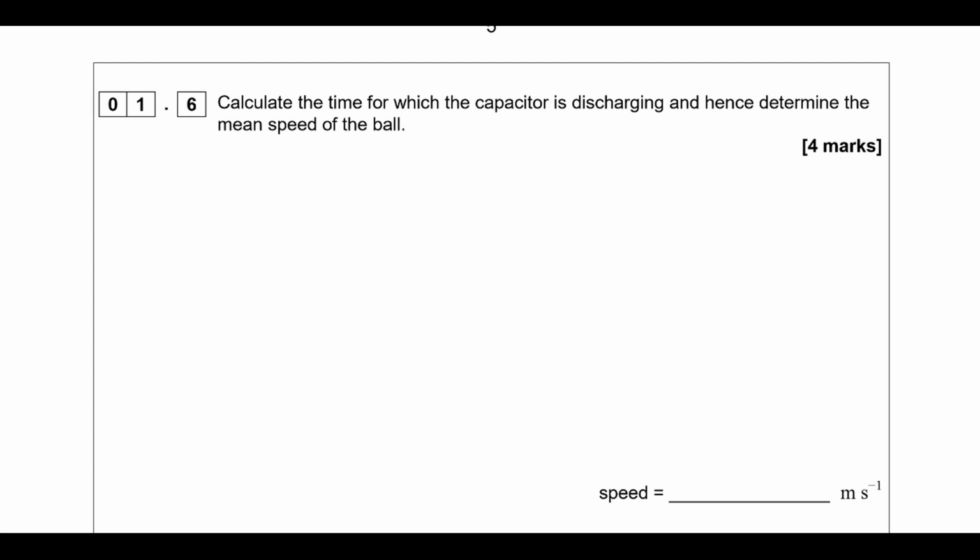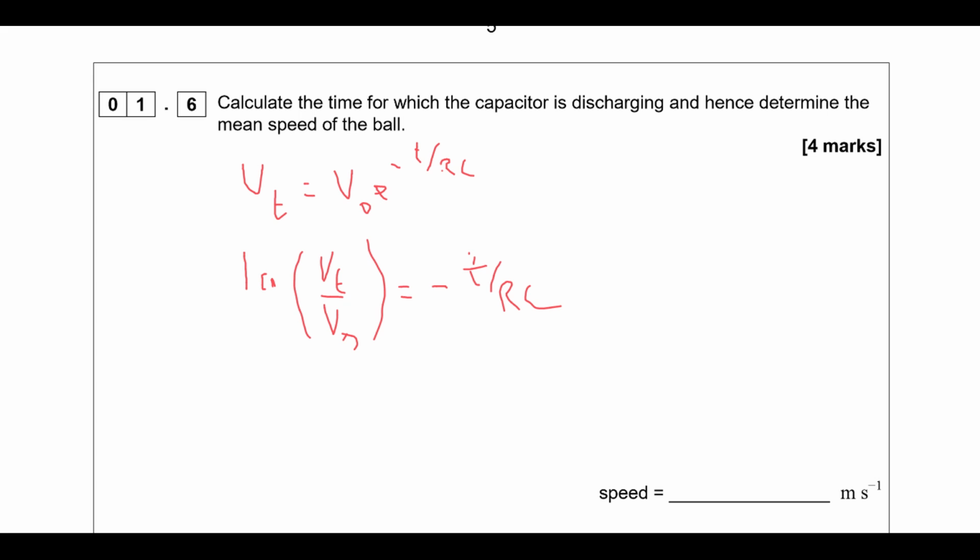They want us to calculate the time for which the capacitor is discharging. So we're going to use the potential difference at time t is equal to the initial potential difference, e to the minus t over RC. We're going to take V0 to the other side and take a logarithm. We get this is going to be equal to minus t over RC. So t is going to be RC log, and we get rid of the minus sign by flipping around the V0 and the Vt.